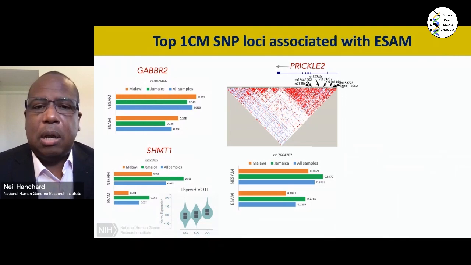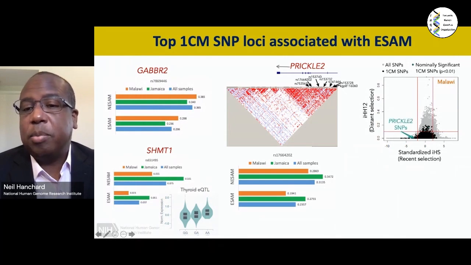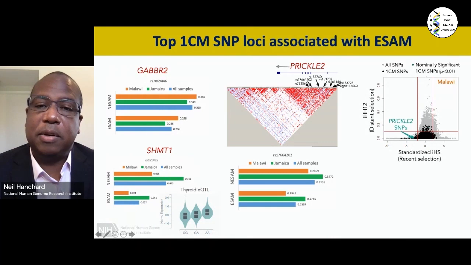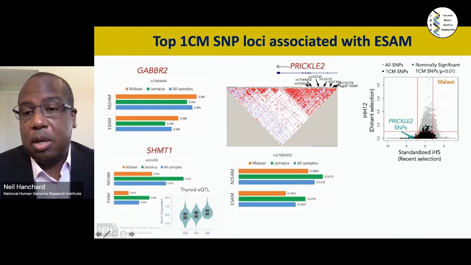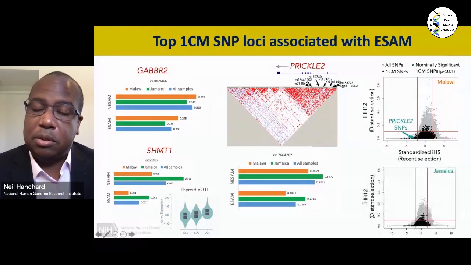And so we started to look at signatures of selection in our data. What we're plotting here is a measure of more distant selection on the y-axis and more recent selection on the x-axis. You can see that in the tails of this, there's certainly a number of SNPs related to 1-carbon metabolism on this side. In fact, a couple of these SNPs are the same SNPs that have been significantly associated in PRCL2. So that's a positive thing. But interestingly, this is what we saw in Malawi. In Jamaica, although the overall distribution is the same, we don't see the same SNPs coming out in the same way. I'm going to come back to that.